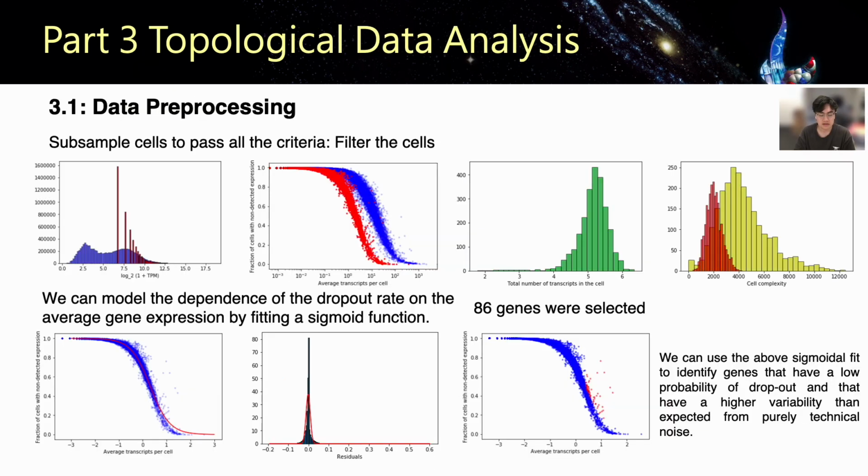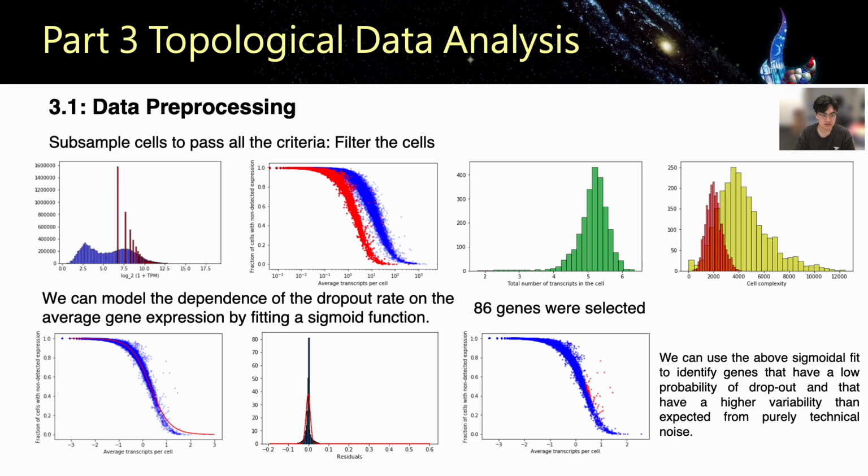Okay, this is the third part, the topological data analysis, and for the whole process, the work is done with the Python package scTDA. The first step after we transfer data into the longitudinal format is data preprocessing, filtering some cells and also getting some important genes.